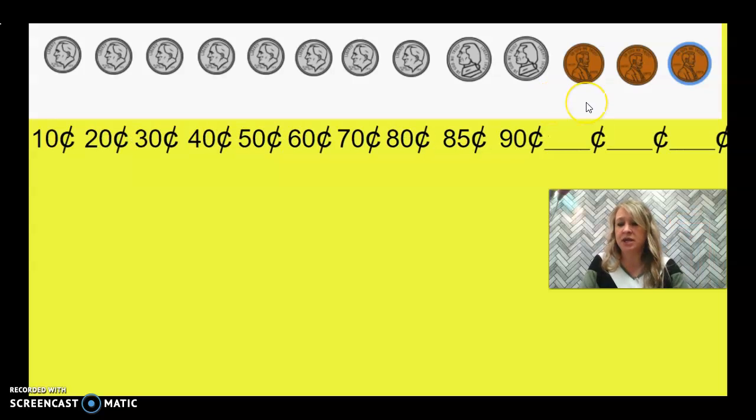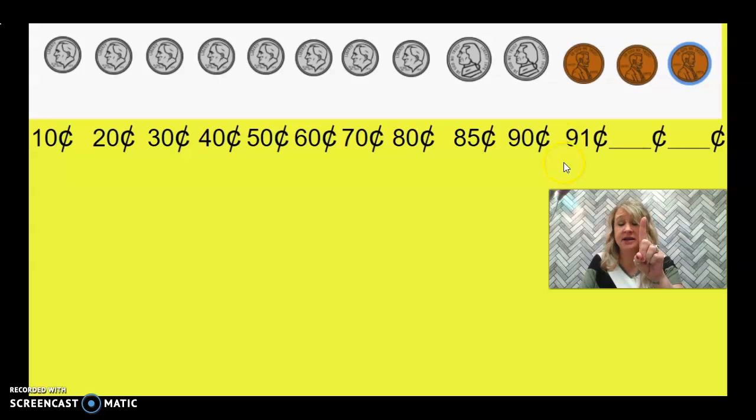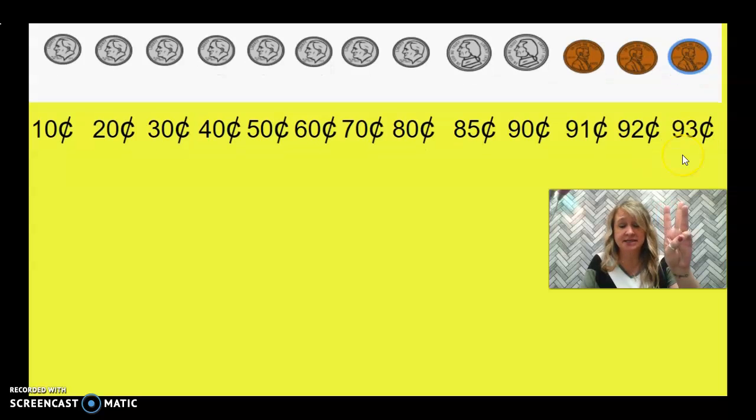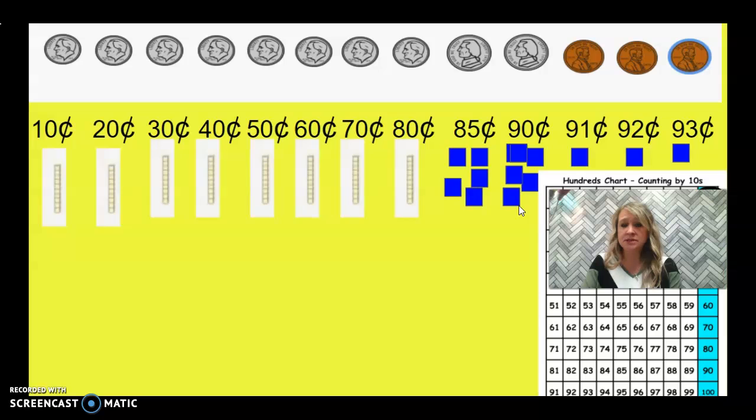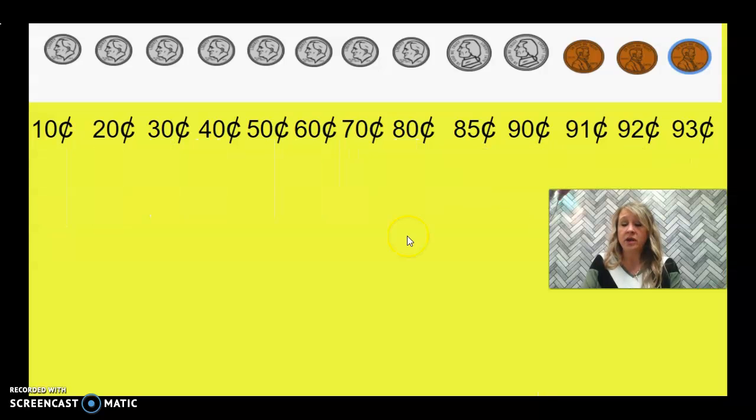Now we have our pennies. How much are our pennies worth? 1 cent. Well, if we're at 90 and we count ahead 1 space, that's 91. What about 2 pennies? 92. Now we have 3 pennies. 93 cents. Very good. So now we are going to use our place value blocks to count our coins.